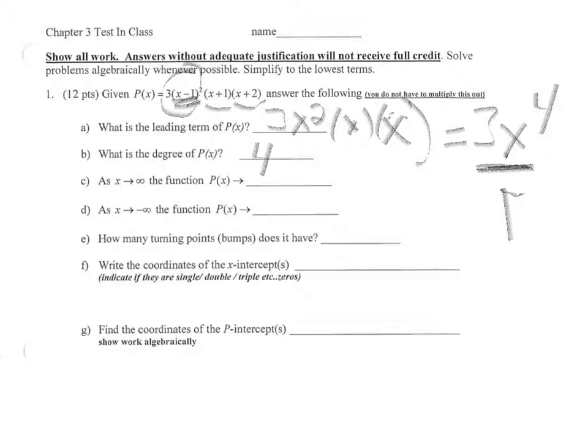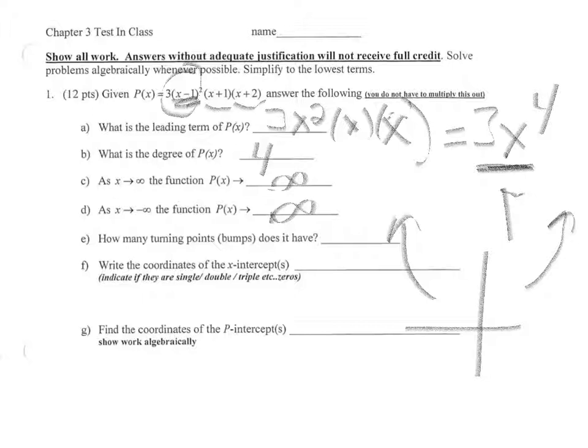And because it's a 4th degree polynomial, the ending behavior acts like a parabola. So as x goes out to infinity, y goes out to infinity, and as x goes out to negative infinity, y also goes out to positive infinity.